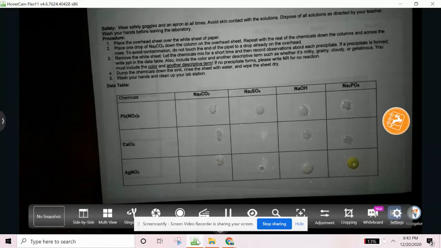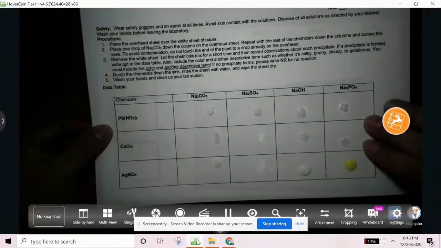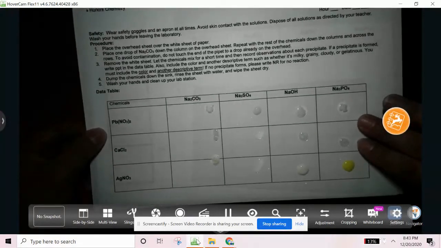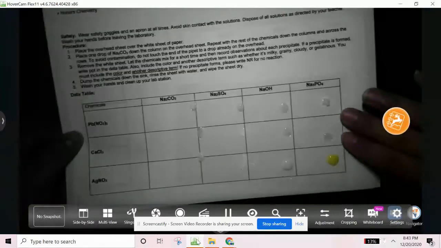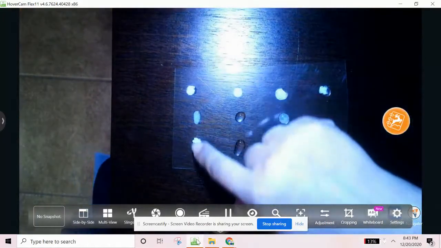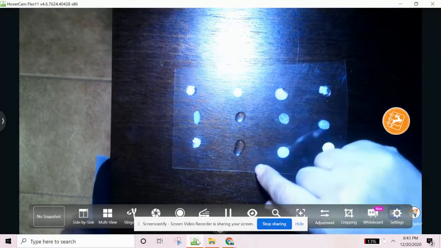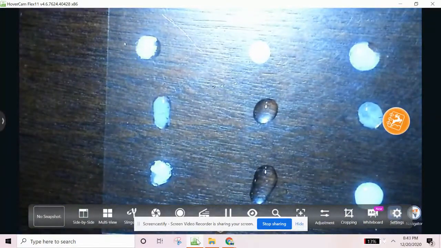Now it says remove the white sheet. So that's what I'm going to do, remove the white sheet and let the chemicals mix. So here you can see that I have reactions in all of these, and these, but these two do not have a reaction, and the reason why is because there's been no change in there.